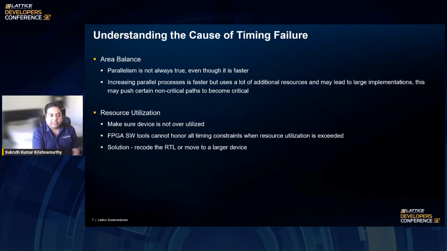Resource utilization is another important factor to consider. You should always make sure that the device you choose is not overly utilized. Our FPGA software tools cannot honor all the timing constraints when the resource utilization of the device is exceeded. In this case, the user will have to recode the RTL or move to a larger device to meet the required specifications.